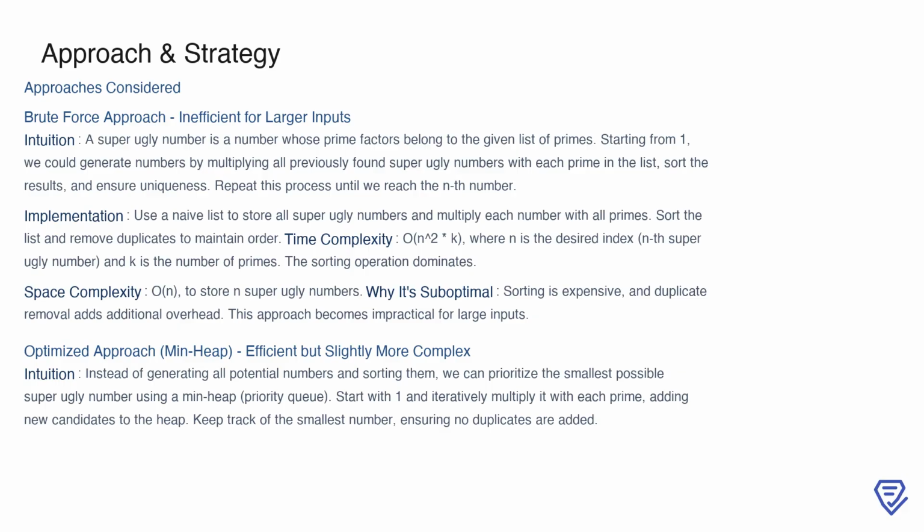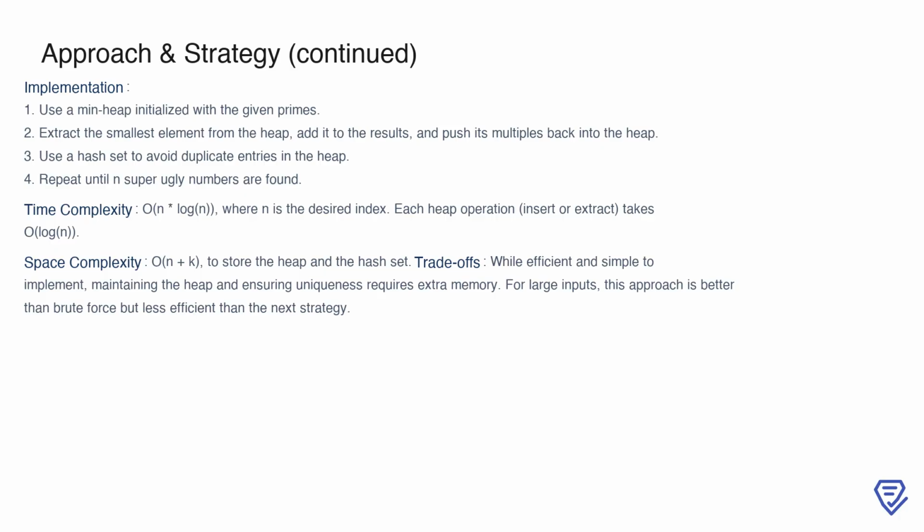To improve upon this, we can consider an optimized approach involving a min-heap. A min-heap, or priority queue, allows us to efficiently generate the smallest super ugly numbers in sequence. Instead of generating and sorting all possible candidates, we prioritize the smallest number at each step. The process begins by initializing a min-heap with the given primes. We then iteratively extract the smallest number from the heap, add it to our results, and push its multiples back into the heap. To prevent duplicates, we use a hash set to track numbers already present in the heap.